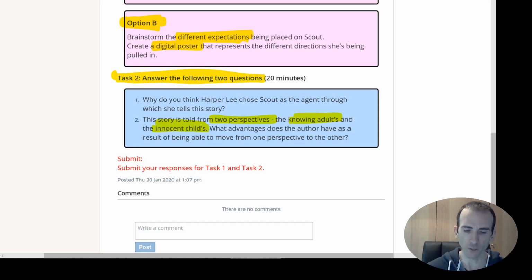At the end, submit your responses for task 1, so either option A or B, they're the pink ones, and your responses for task 2, the 2 questions there. And hopefully by the end of that, you will have better insight into the decisions that this author made in order to construct this brilliant novel.